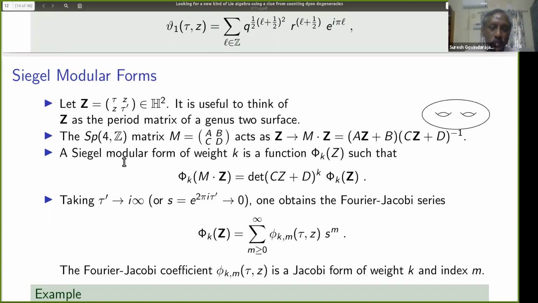Okay, and how does the Sp4Z matrix act on this Z? It acts like Z goes to M times Z. Now remember, A, B, C, D are 2 by 2 matrices, so order matters. So M dot Z means first, this is the matrix A Z plus B times C Z plus D inverse. Okay, that's how it transforms.